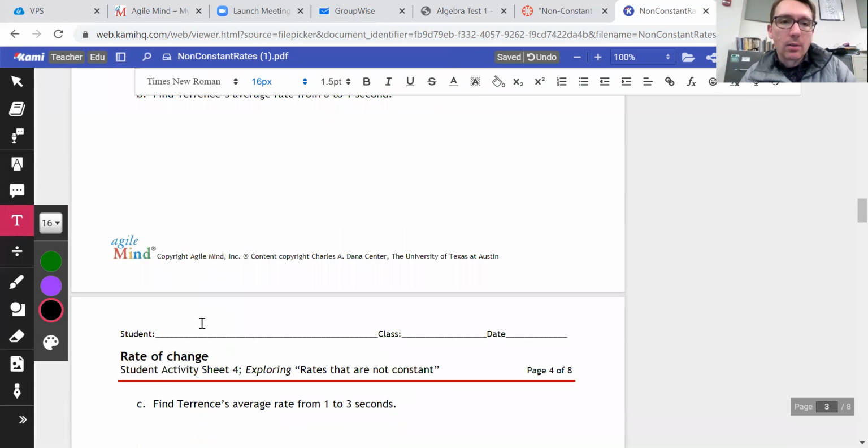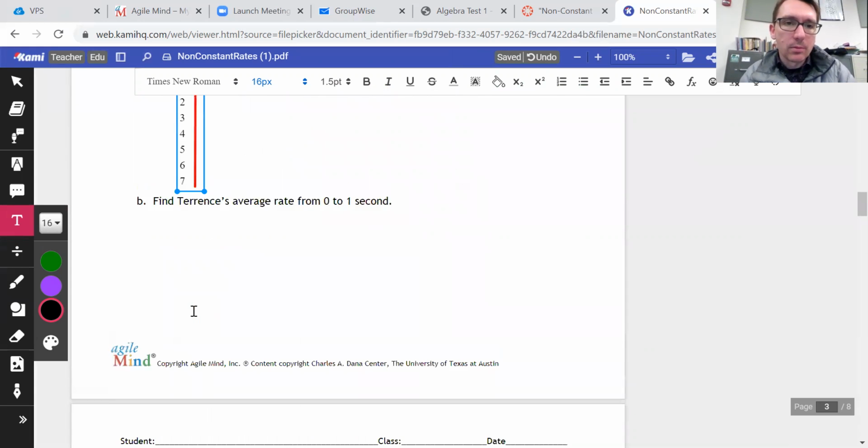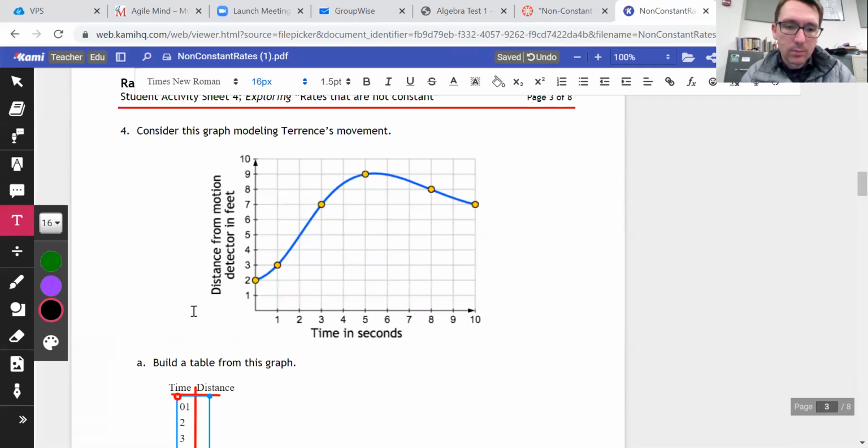Okay, so, what did I just do? Distance. Oh, we forgot 0. Okay, at 0 seconds, where is Terrence? Terrence at 0 seconds is 2 feet away. At 1 second, Terrence is 3 feet away. Now notice, at 2 seconds, Terrence is 5 feet away. It looks like that one works. Let's say 5 feet away.